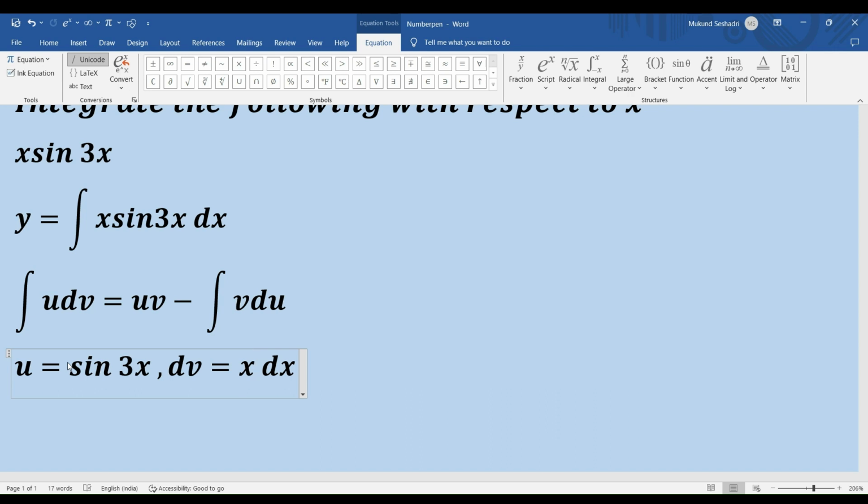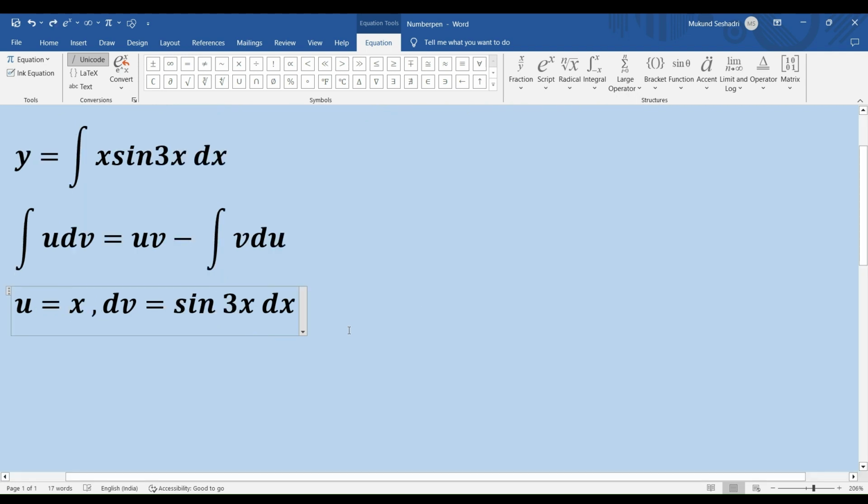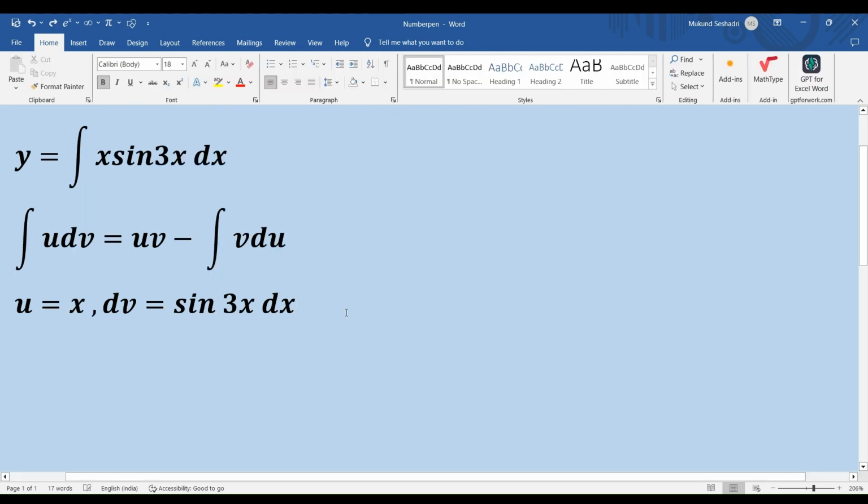So what happens in this particular substitution, you notice that I have my uv, but my integral of v du is still in a very complex format, right? So therefore, the better substitution is what we did earlier, right? So let's go back to the original substitution that we made. So this is the substitution that we made. My u equals x and my dv equals sine 3x dx, right?